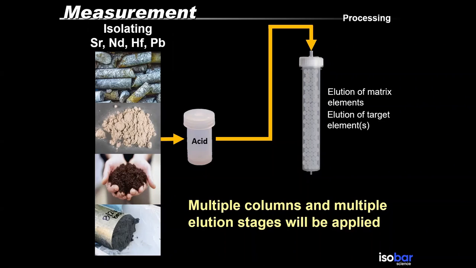And it sounds very straightforward, but it is complex, because you should know that different elements behave differently in, let's say, 6 molar nitric. And if you want to elute your strontium and keep the rest of the elements, you should have a very accurate elution curve for any of these elements to be able to basically design your chemistry.